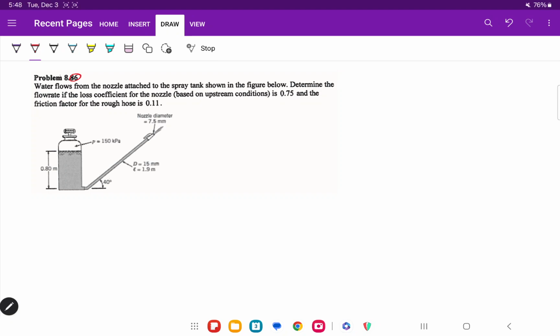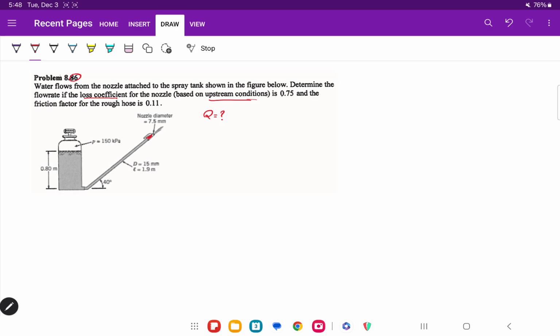Problem number 86. Water flows from a nozzle attached to the spray tank. This is the nozzle shown in the figure below. Determine the flow rate. So we should find the flow rate, if the loss coefficient for the nozzle based on upstream conditions, so it's a new problem. Here we have the loss coefficient.